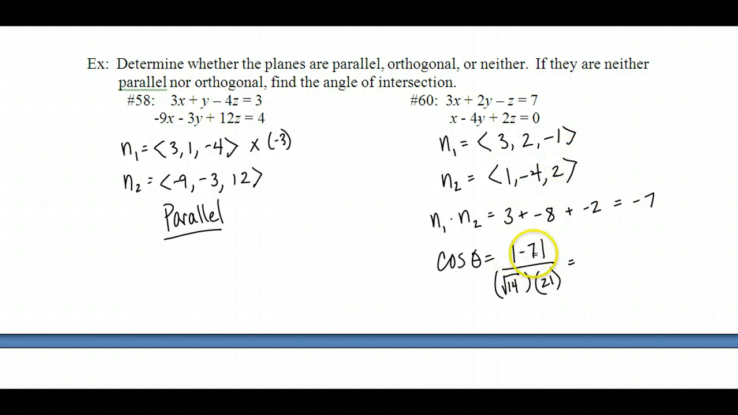What I did on my calculator, I just did 7 divided by parentheses, I used 2 sets here, but I typed this whole thing in first, so square root of 14 times, whoa, I forgot the square root here, square root of 21. And then your second cosine, second answer. In this situation, theta, that angle between our two planes, is approximately 65.9 degrees.